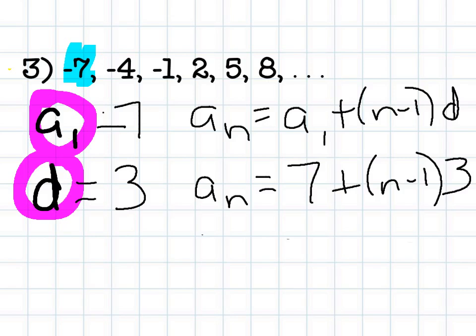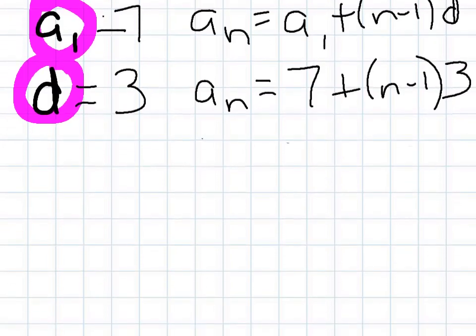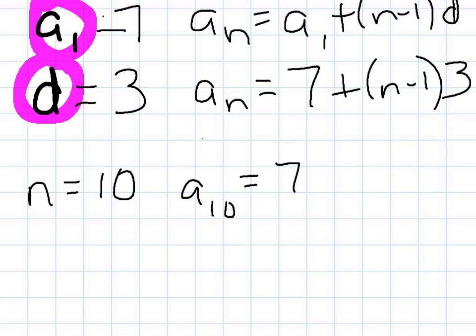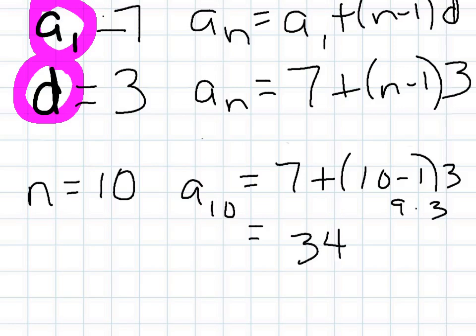So for example, let's say we want to find the number for n equals 10. So I want the 10th number in the pattern. We would write it as a sub 10 is equal to -7 plus n is 10 minus 1 times 3. Now we can solve it and find the number in the pattern. Well, 10 minus 1 is 9. 9 times 3 is 27, and 27 plus -7 is 20. So the 10th term in the pattern is 20. We can do that for any number in that pattern.